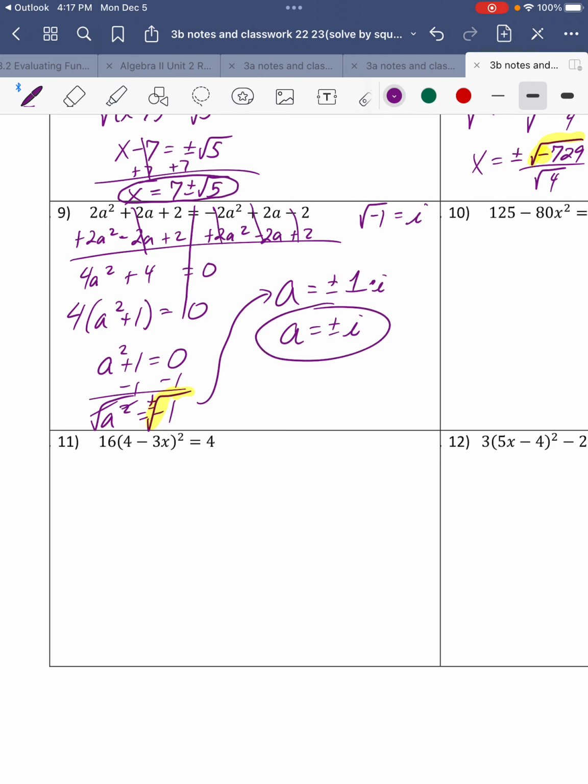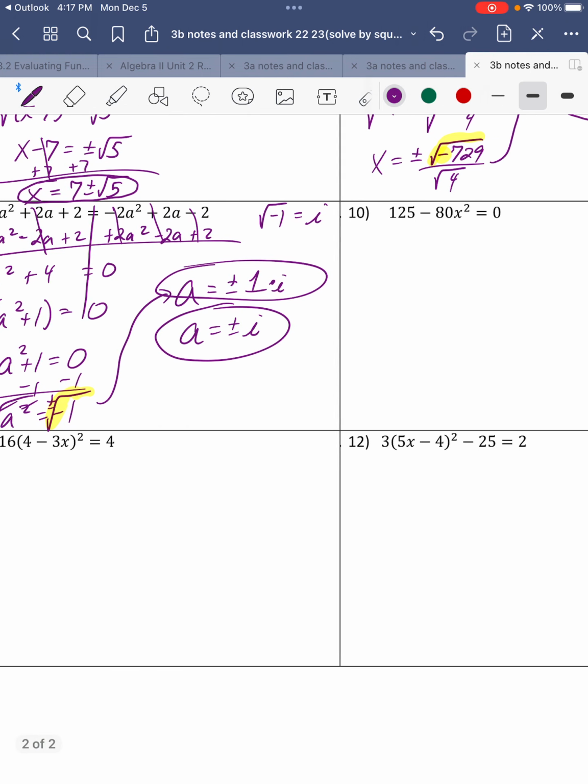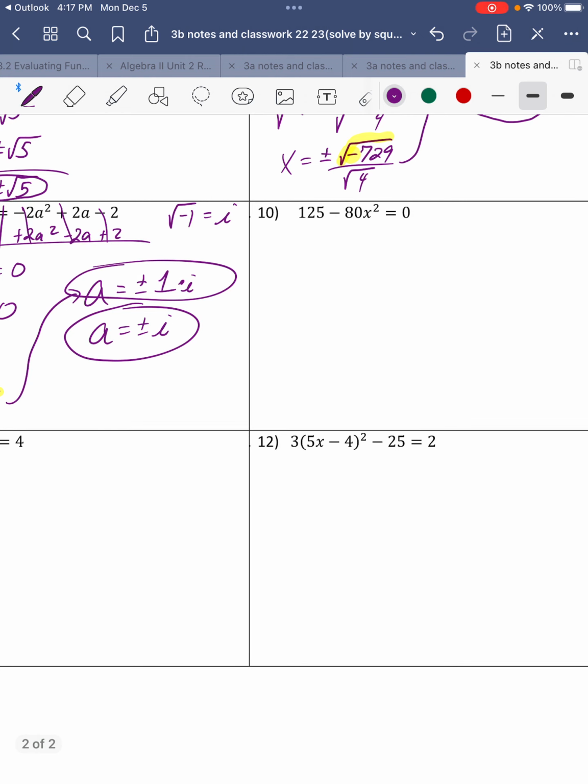So your actual answer is a positive and negative i. If you left it as 1i right now, I'm cool with that. I'm totally fine with that. We'll get to this a little bit more later on in the unit.